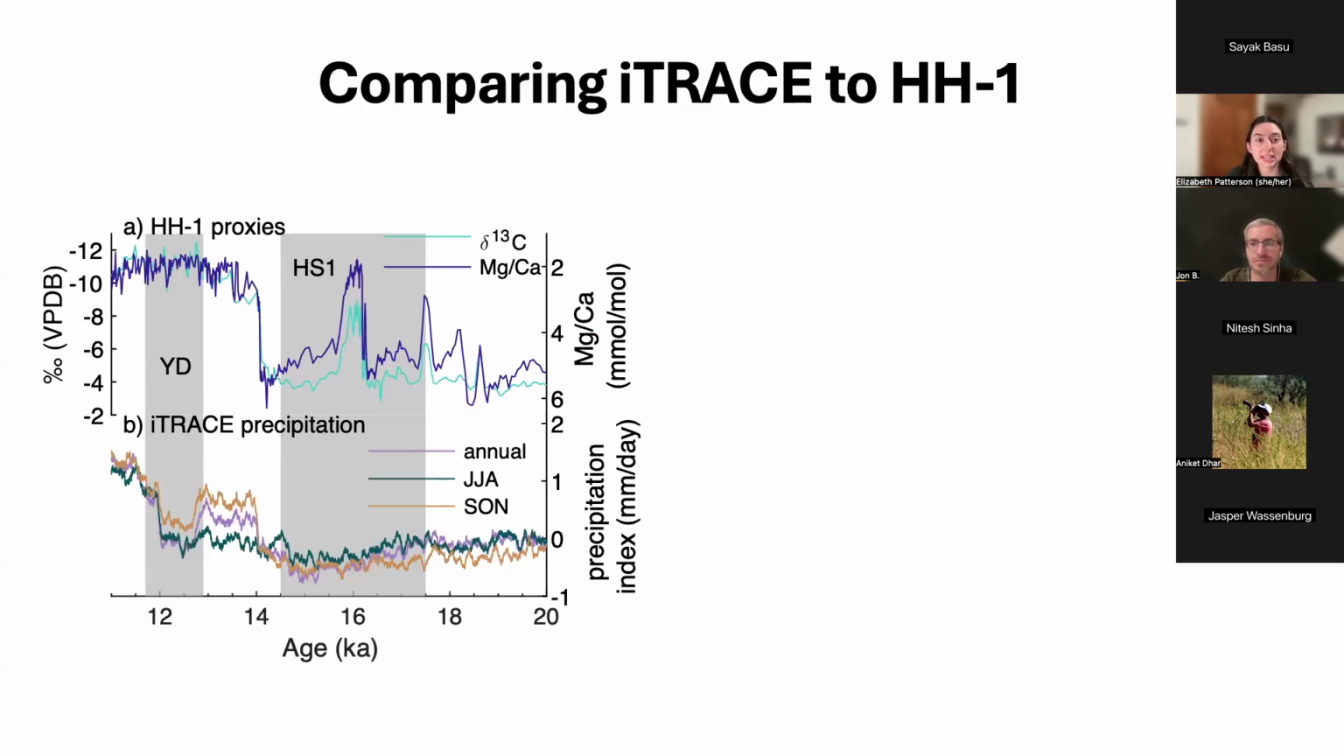Okay, so what I'm showing here now is I'm comparing the iTrace time series of precipitation from the grid cell encompassing the study site and comparing that with the proxy data that are plotted up here. So if we look at the iTrace time series, I have annual precipitation plotted as purple, summer precipitation as green, and autumn precipitation as brown. And what stood out to me right away was this same dry to wet shift at around 14,000 years ago.